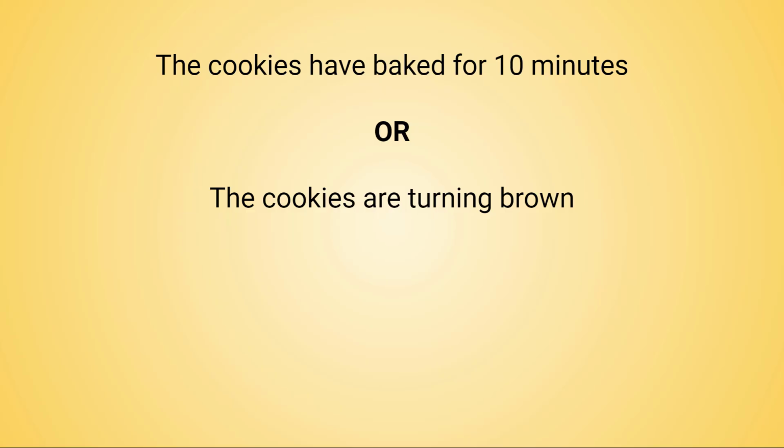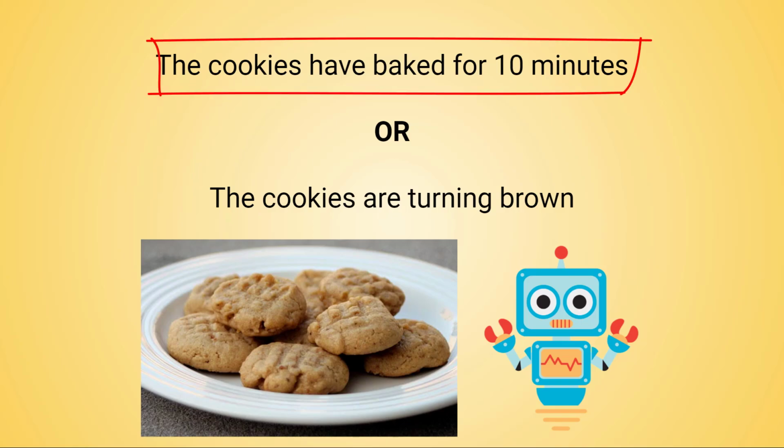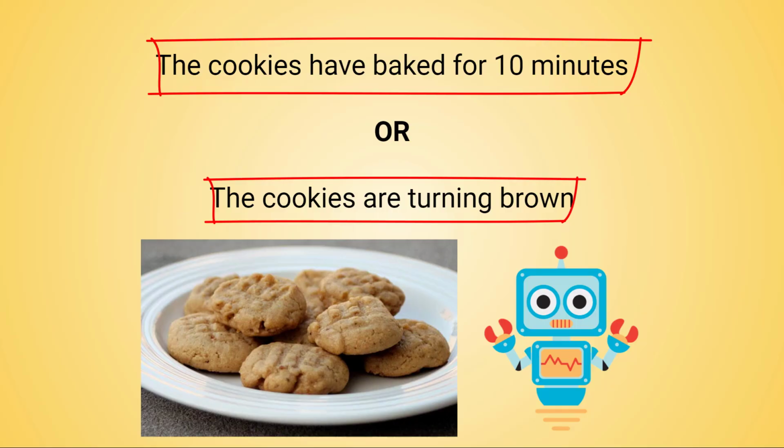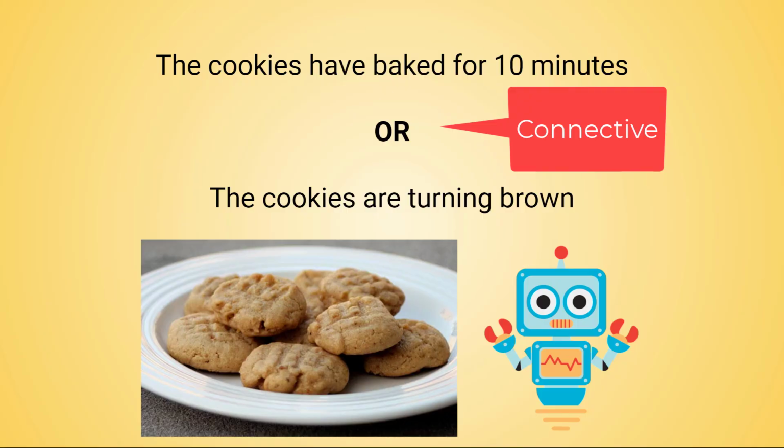If I were a robot checking the doneness of these cookies, I'd have to monitor them and the clock and evaluate the truth values of two logical propositions. 10 minutes have passed, and the cookies are turning brown. If either one of these propositions becomes true, or if both of them are true, then I stop the cooking process. What that last condition in the recipe does then is connect two logical propositions with the word or, making a larger proposition. The word or here is an example of a connective, an English word that connects two smaller propositions to make that larger one.